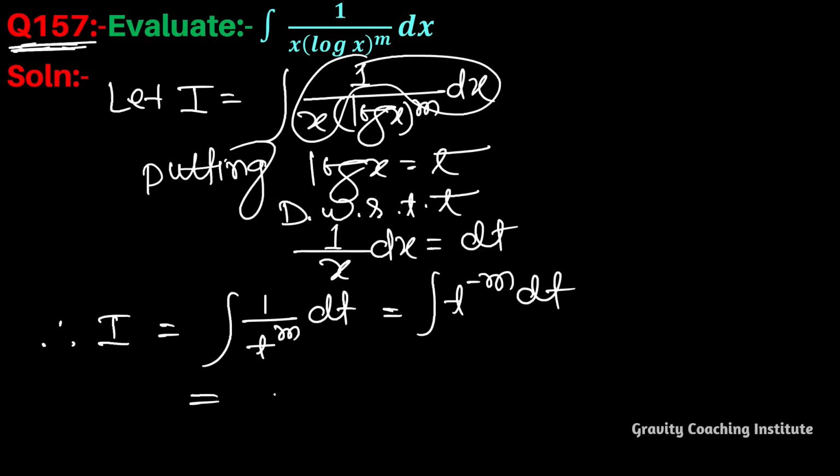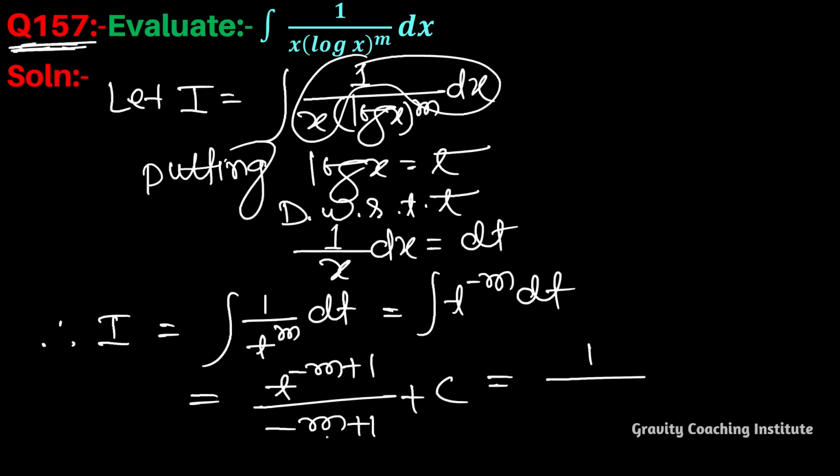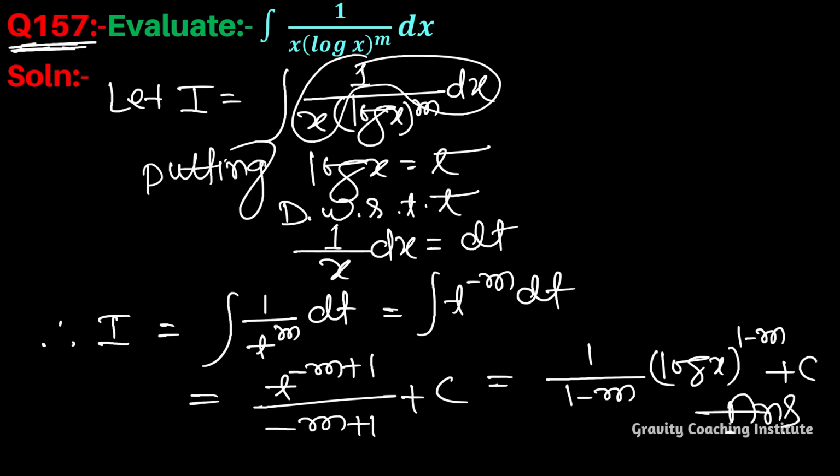Aur isko integrate karne se hoga t to the power minus m plus 1 plus c equal to, to hum isko likh sakte hain ye 1 minus m, aur t let liya hai log x, to ye hoga log x to the power 1 minus m plus c, which is the required answer.